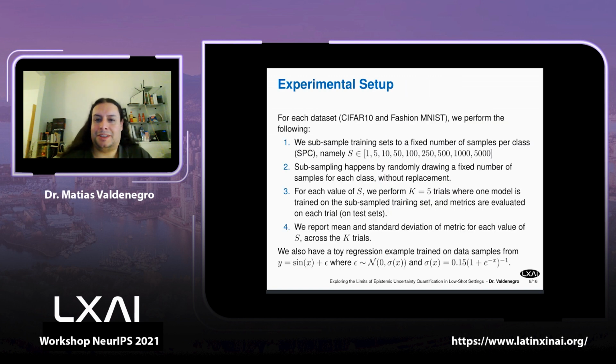Now as a main experimental setup, we take the CIFAR-10 and Fashion MNIST datasets and make subsampled versions of them. We subsample the training set to a fixed number of samples that you can see here. For each size of the training set, we randomly draw a fixed number of samples for each class without replacement. For each value of S, we perform 5 trials where we train a model on the subsampled dataset, and then compute metrics on the test set. The test set is a fixed size, so you can actually make comparisons. We report the mean and standard deviation of each metric over the trials.